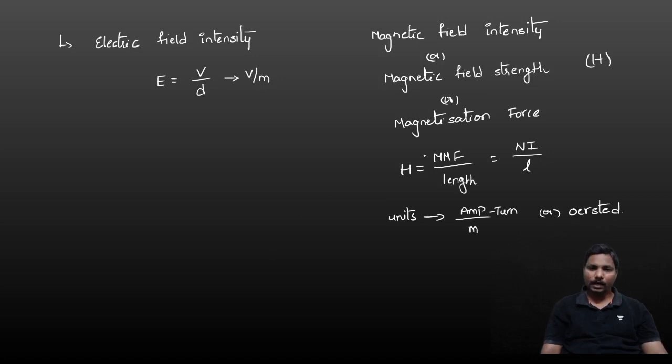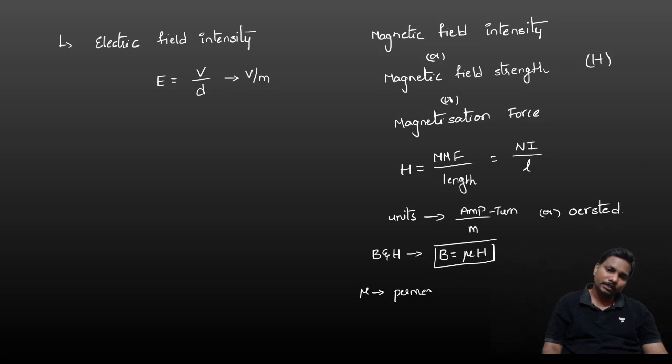Okay, and we have the relation between B and H. B is equal to mu into H. Mu is the permeability. We will discuss the permeability later. Don't worry.